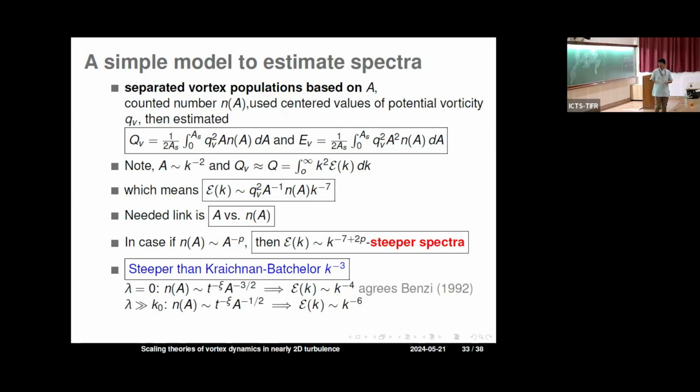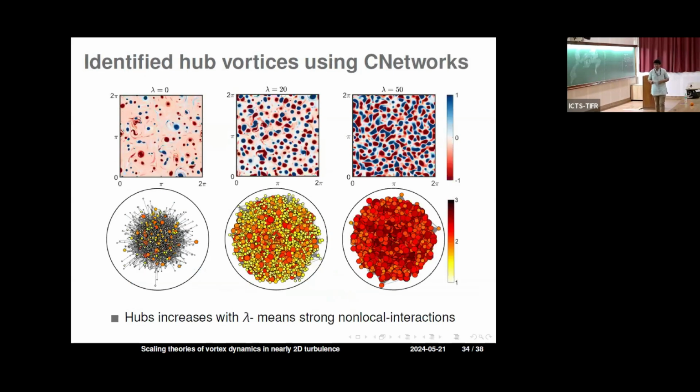And numerically, what we figured out is that n of a goes like a power minus 3 by 2 near 2D or equator zones. Around mid latitudes, it goes like a power minus 1 by 2. So if we plug that back into the energy spectra, basically near the equators it will be k power minus 4. And as we go away from these equators, it will be a k power minus 6 kind of spectrum, one will be in a position to establish.